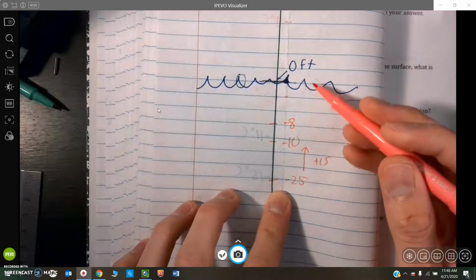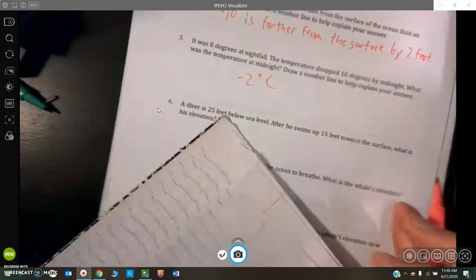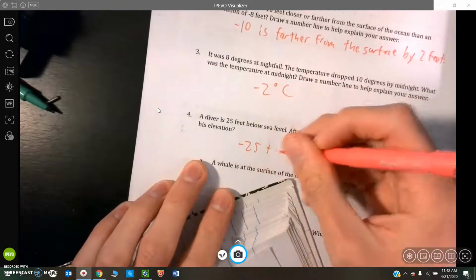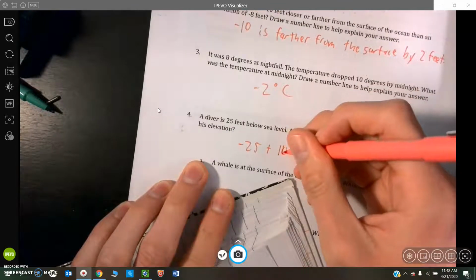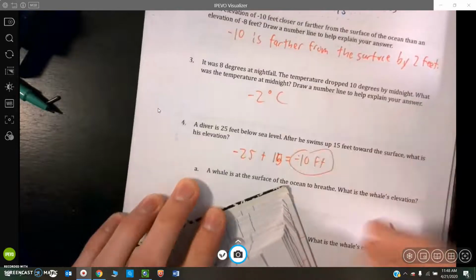He didn't swim enough to reach the top of the ocean. He's still at negative 10. So if you wanted to write that as a math equation, negative 25 plus 15 equals negative 10 feet would be his elevation.